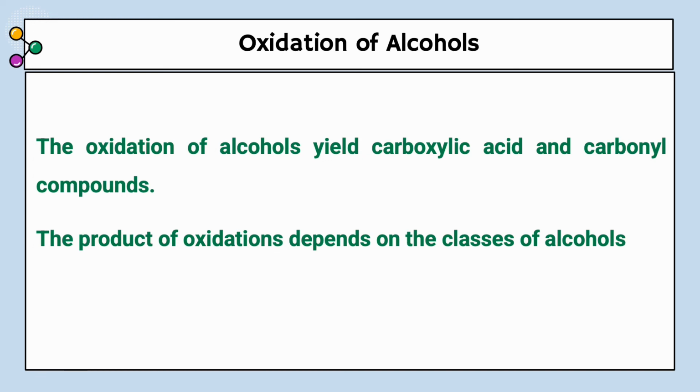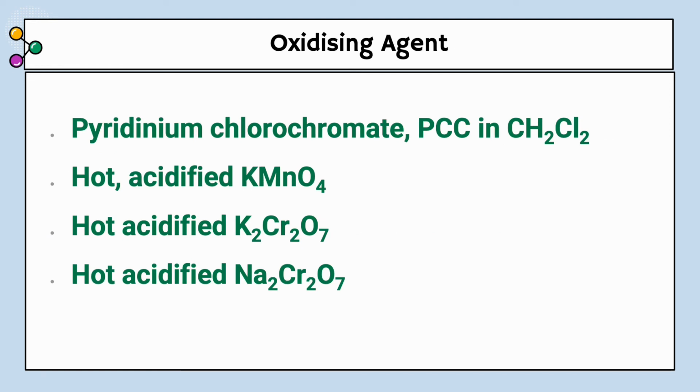Okay, so the second part of experiment 5 is we're going to do the oxidation of alcohol. So the oxidation of alcohol is one of the most important chemical reaction. Reason dia sebab dia boleh convert alcohol itu into another class of organic compound. So in general, the oxidation of alcohol can yield either carboxylic acid ataupun carbonyl. So dia boleh jadi ketone ataupun aldehyde. And the product of the oxidation depend on the classes of the alcohol.